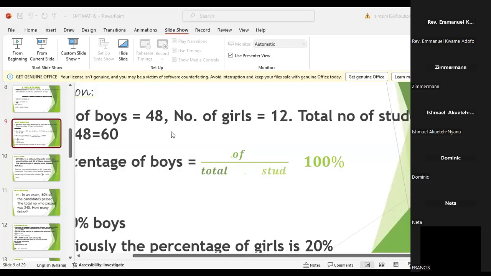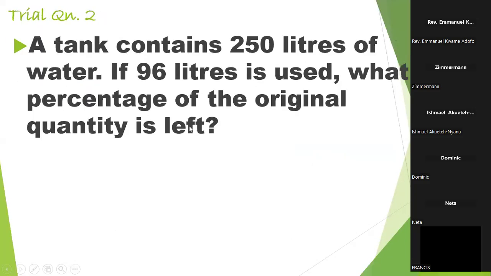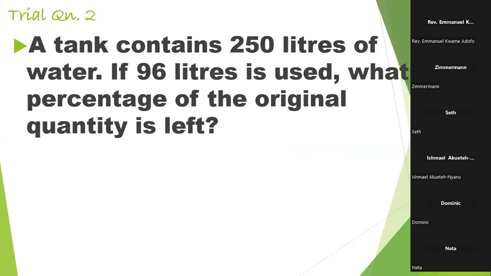Okay, so 250, original quantity equals 250. Well, can you mute your mic? We hear your voice. Sorry, can you mute? Yeah, please, can you see the question now? Yes, Papa, we can see it. Okay.